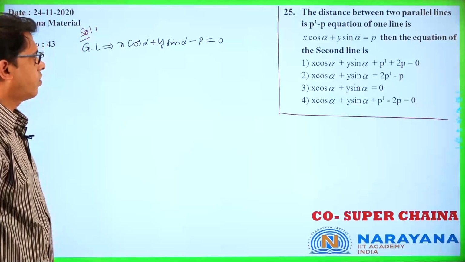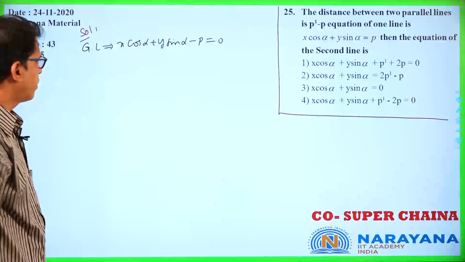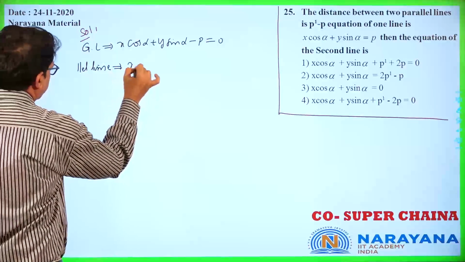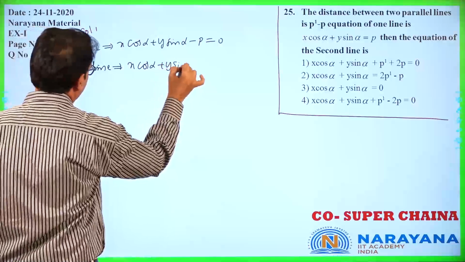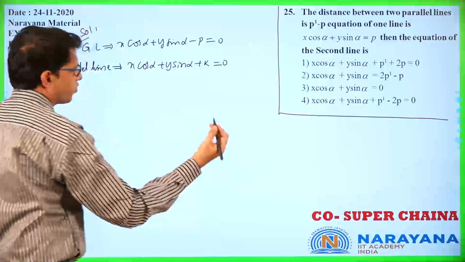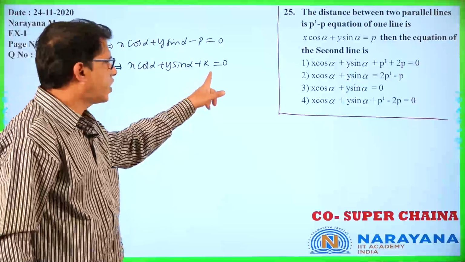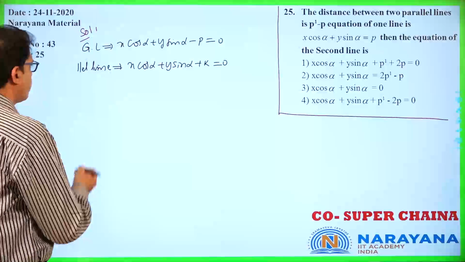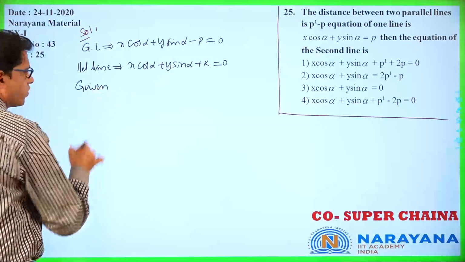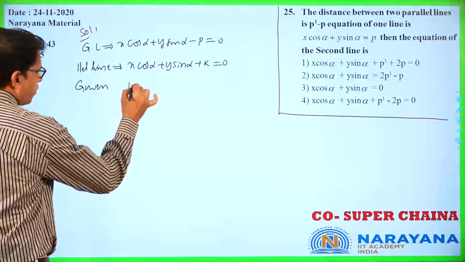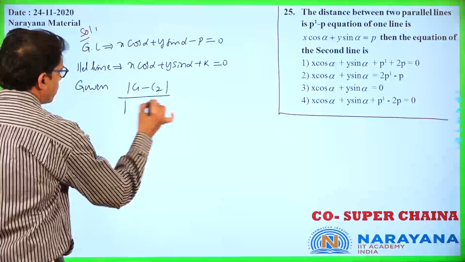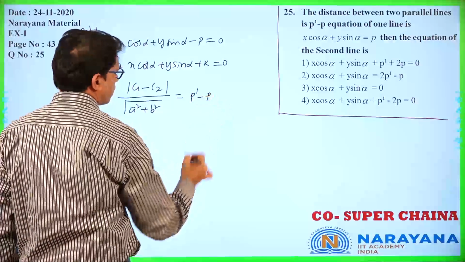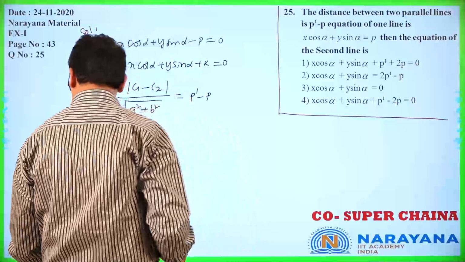We need to find the parallel line, therefore the required parallel line is x cos alpha plus y sin alpha plus k equal to 0, for some k. To find the k value, what is given? The distance between the parallel lines is given. So what is the formula for the distance between parallel lines? Mod of c1 minus c2 upon root under a square plus b square equal to p dash minus p.